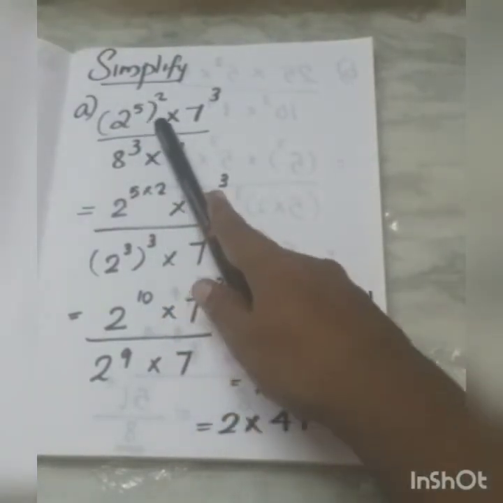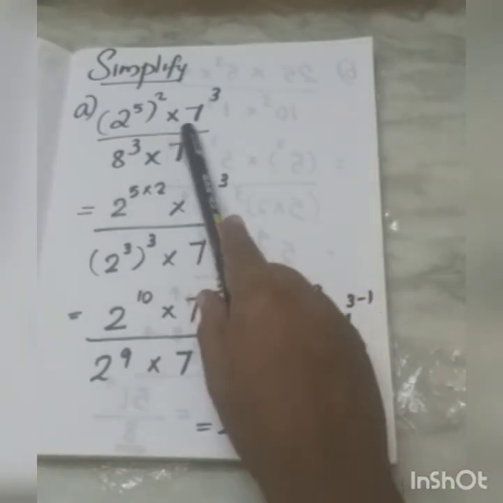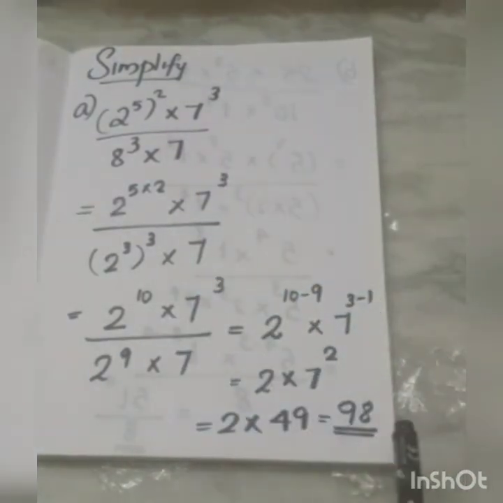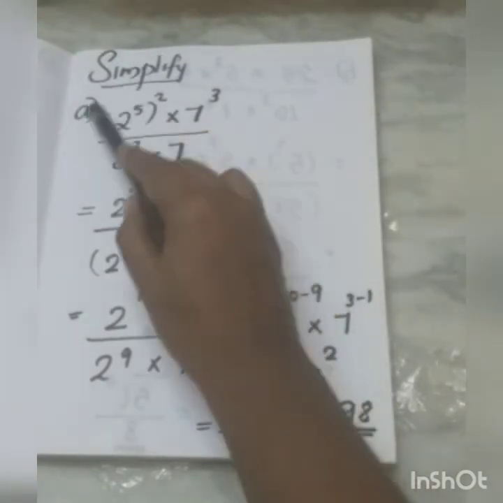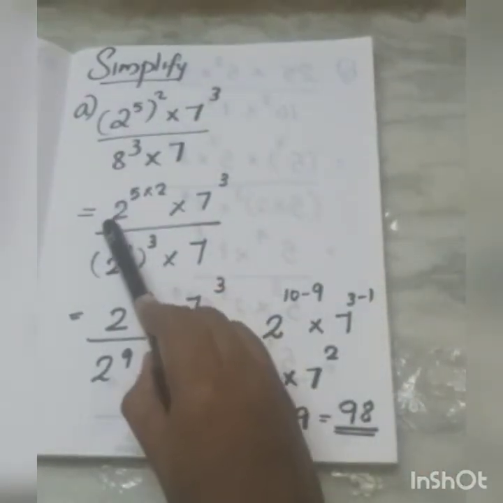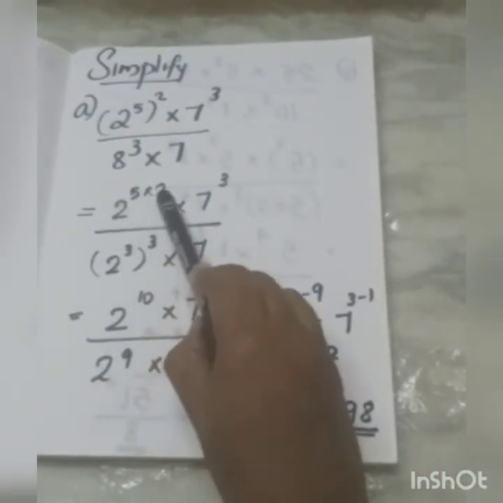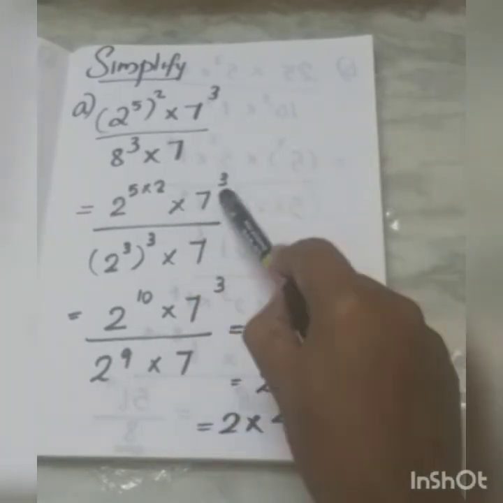So what is the law there? (a^m)^n is what? a raised to m into n. So first we are applying the law here. So 2 raised to 5 into 2, and 7 cube I wrote the same.